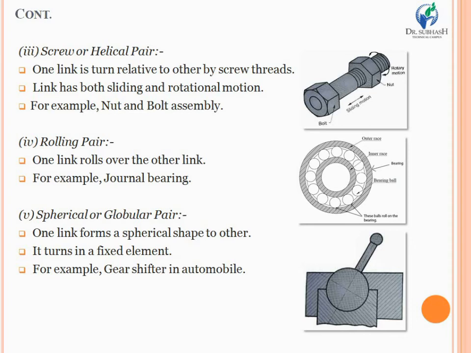For example, if you are taking the gear shifter of your car, or a truck or bus, the gear shifter can be moved with respect to a fulcrum which is fixed. So if you observe a gear shifter, it can have spherical contact with that particular fixed point, or the fixed block. So this is about the spherical or globular pair.